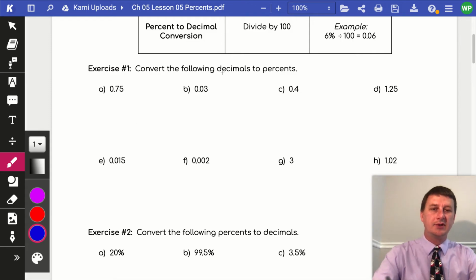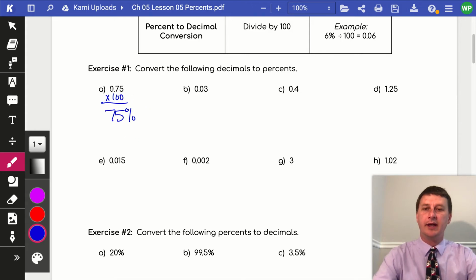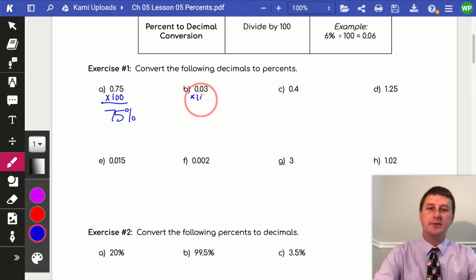So in exercise number 1, we want to convert the following decimals to percents. So decimals to percents is multiplying each one of these by 100. So if we multiply each one of these by 100, we're going to get 75% in part A. If we multiply 0.03 times 100, we're going to get 3% there.